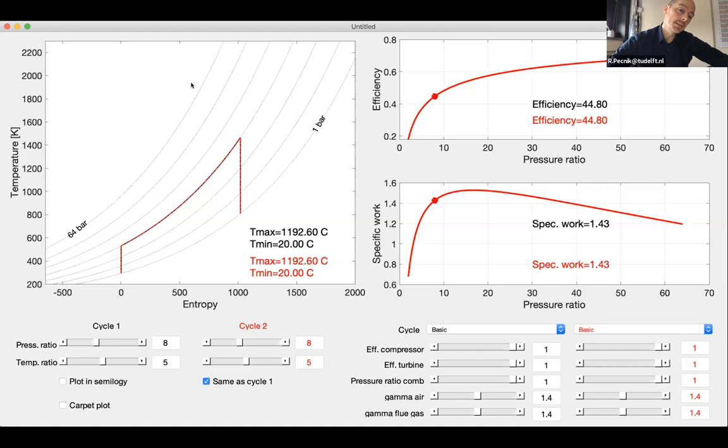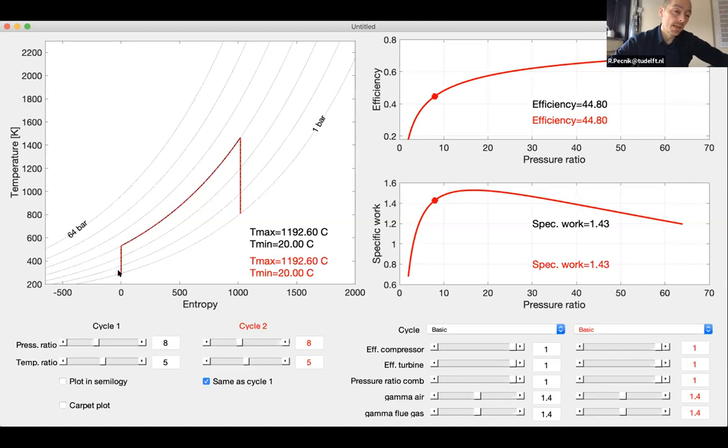You can see these lines now in the temperature-entropy diagram of the pressure: 1 bar, 2 bar, 4 bar, 8 bar, 16, 32, and 64 bar. You can see that one here, 64 bar, and this is 1 bar. Okay, so these are the isobars.